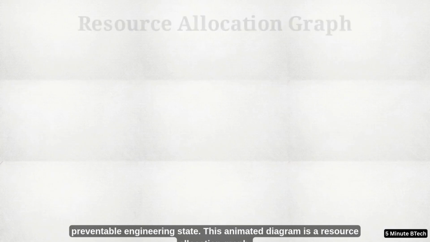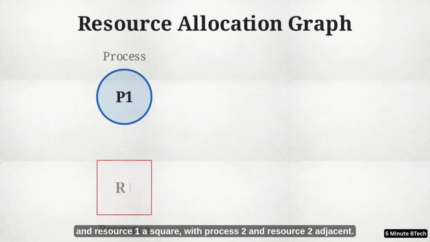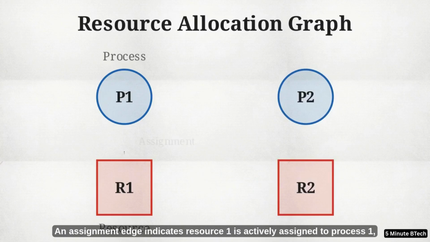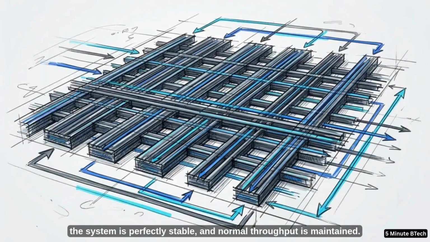This animated diagram is a resource allocation graph. Process 1 is a circle, and resource 1 a square, with process 2 and resource 2 adjacent. An assignment edge indicates resource 1 is actively assigned to process 1, and resource 2 to process 2. In this current configuration, the system is perfectly stable, and normal throughput is maintained.